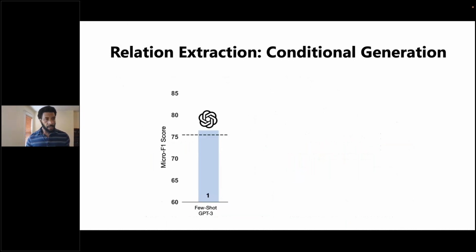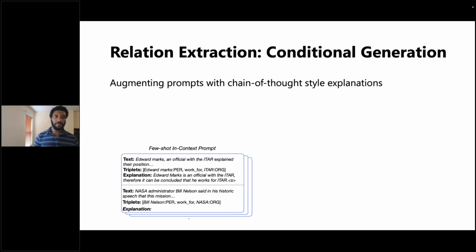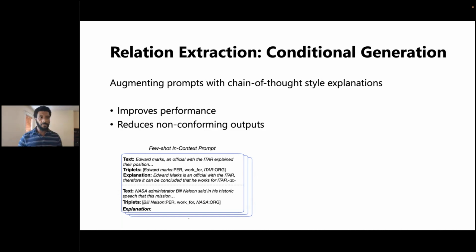In terms of performance, we found that using GPT-3 in a few-shot approach slightly outperforms the previous state of the art. However, we tried to improve upon this performance by augmenting the prompts with chain of thought type explanations. Essentially, we augmented each input with a simple explanation for the output. And it turns out that this significantly improves performance, but notably, it also reduces the amount of these non-conforming outputs.